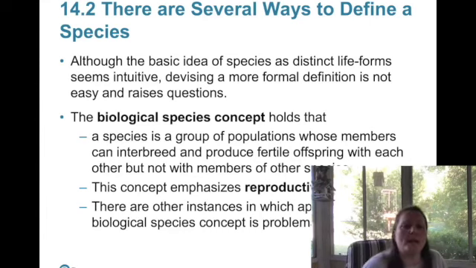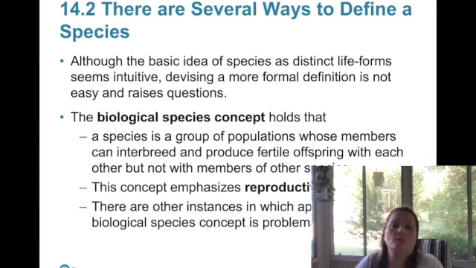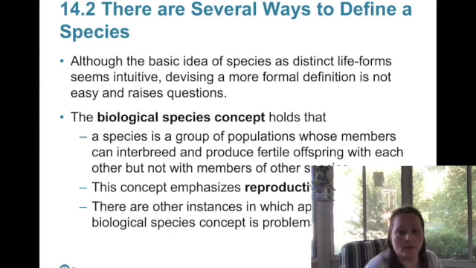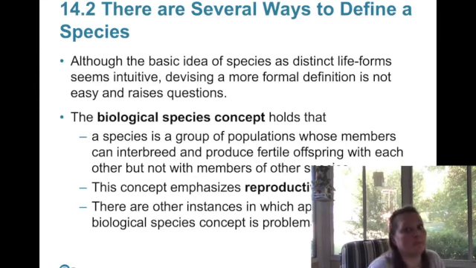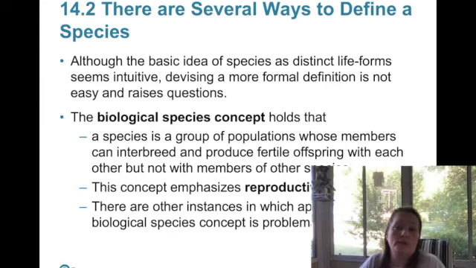So the biological species concept. They say that a species is a group of populations whose members can interbreed and produce fertile offspring with each other, but not with members of other species. This means that they cannot have babies with anything else. The small change to this will be hybrids. So like a mule. A mule is a hybrid between a horse and a donkey.